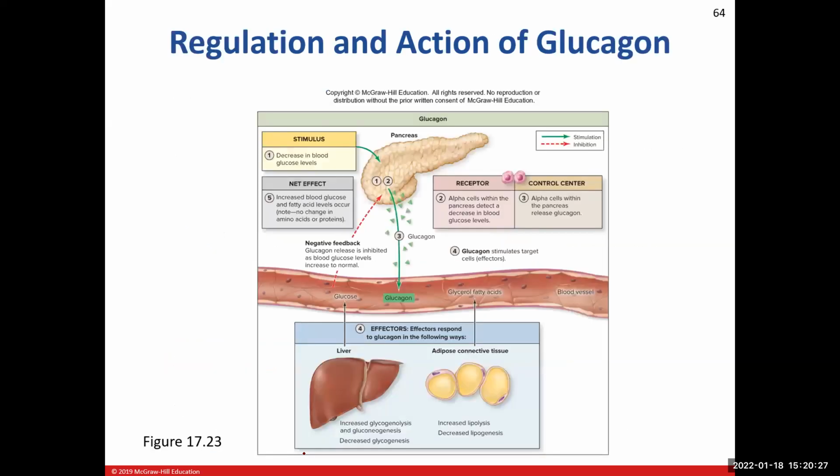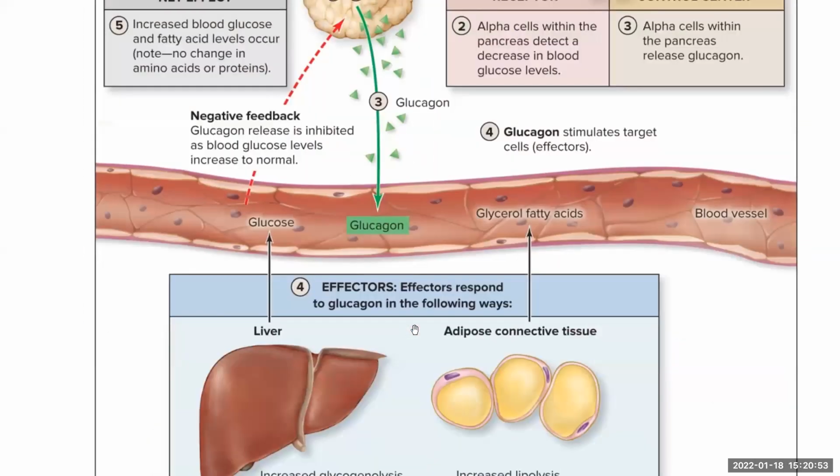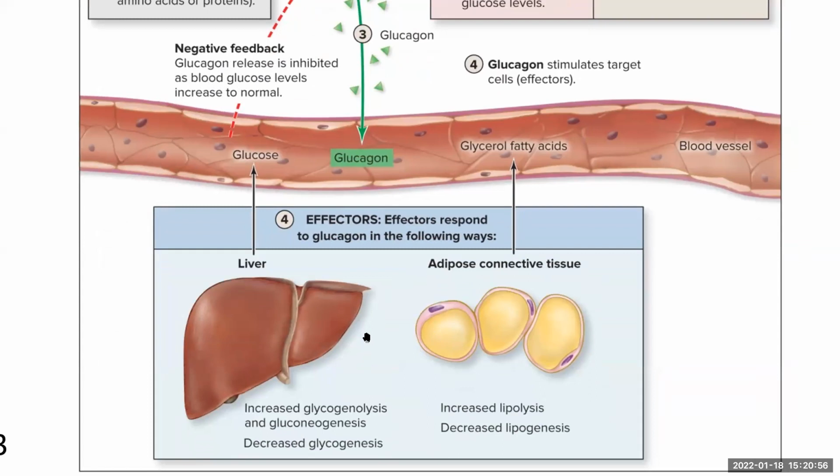All right, sorry here. So basically, kind of like what we saw here with insulin, the pancreas is going to release glucagon because the alpha cells detect a decrease in blood sugar levels. And then it releases glucagon, and of course it goes off into circulation. And basically what we just talked about with the target cells, glucagon is going to release glucose from the liver, and then it will release fatty acids and glycerol from our fatty tissue.